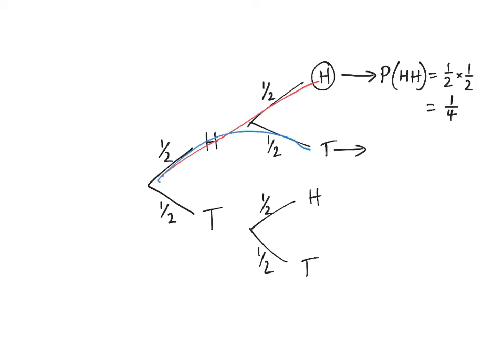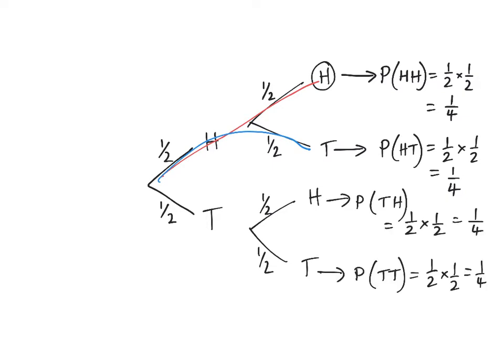For the next pathway, we have the probability of heads then tails. That's a half times a half, because we just multiply along that pathway. We multiply those probabilities, and we get a quarter. And so on. So we get the probabilities of each of the four outcomes. Heads, heads, heads, tails, tails, heads, and tails, tails.